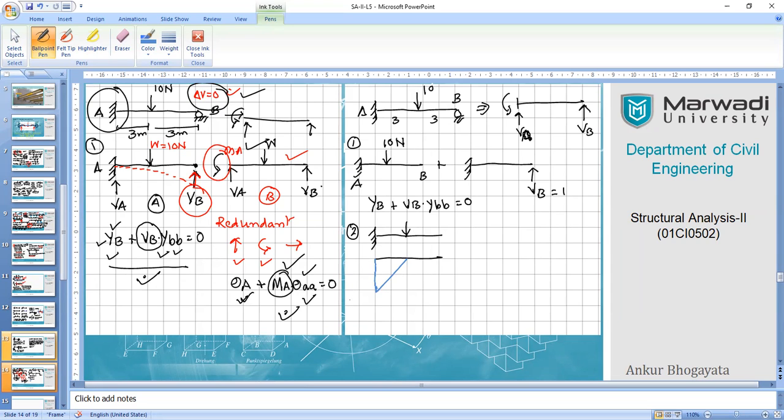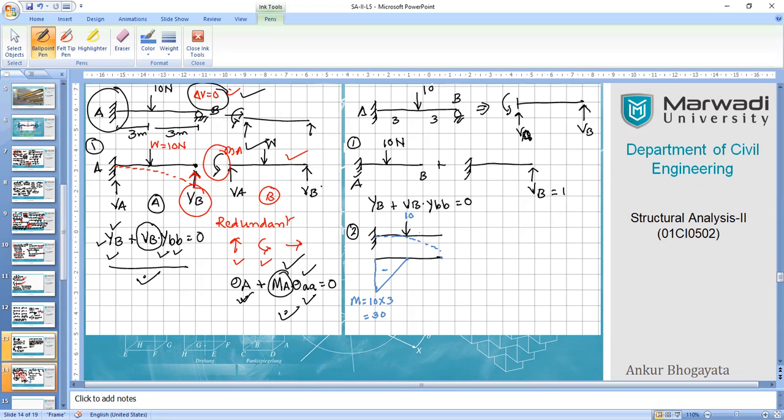So what would be this moment? Simply this moment will be 10 into 3, so that is 30, because 10 is the force in the given problem, 3 is the distance, so 10 into 3 gives you 30, right? So this makes a simple solution. This will be negative, right, because it is creating hogging like this. Now we are interested to find the deflection of point B due to this load, right?